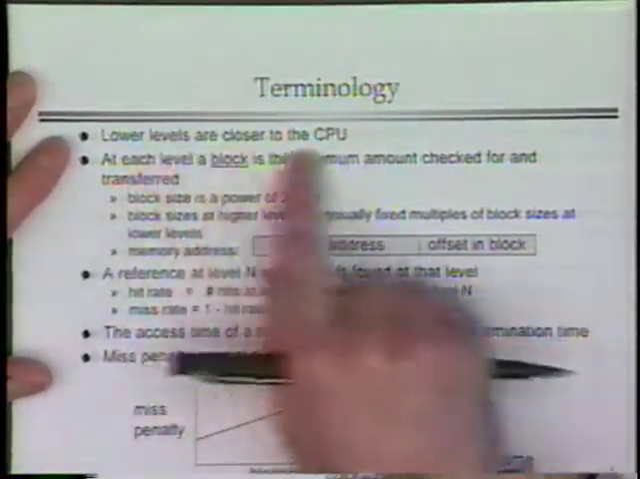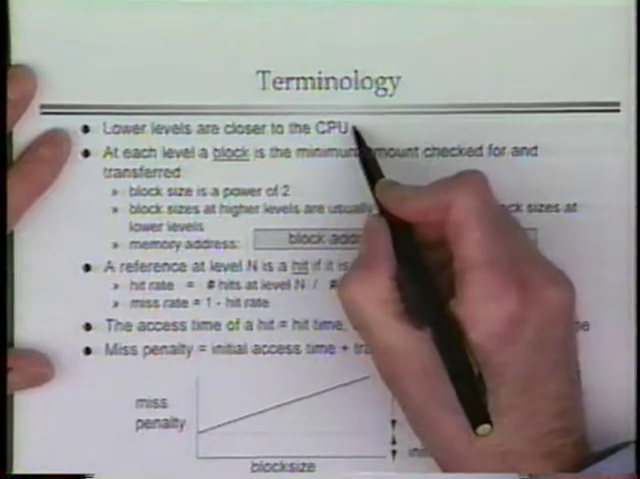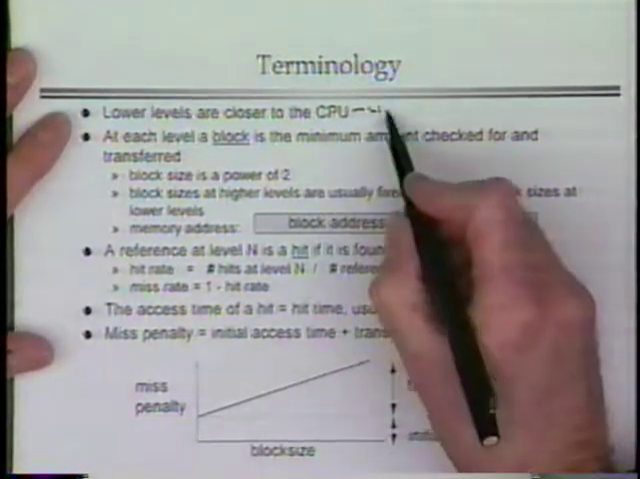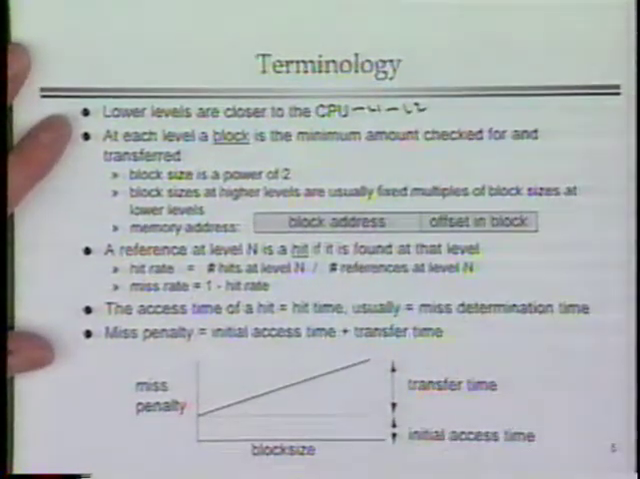Well, let's look at caches in a little more detail. Some terminology first. The terminology we've been using is that lower levels are closer to the CPU. So the CPU is directly connected to the level 1 cache, which gets connected to the level 2 cache, and so forth.